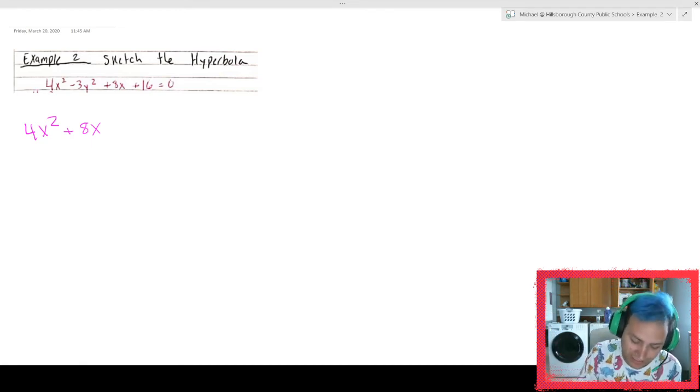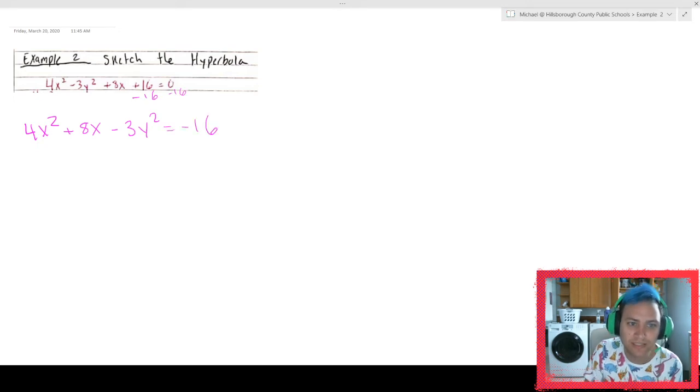So I've got my x's now next to each other. I want to now put the y's next. So I've got minus 3y squared. It looks like there is no single y term, right? Just the y squared. So I'm going to stop there. Last thing I do is I got to take the 16, move it to the other side. So I'm going to subtract 16, and so I know this equals negative 16. So now I can do my completing the square.